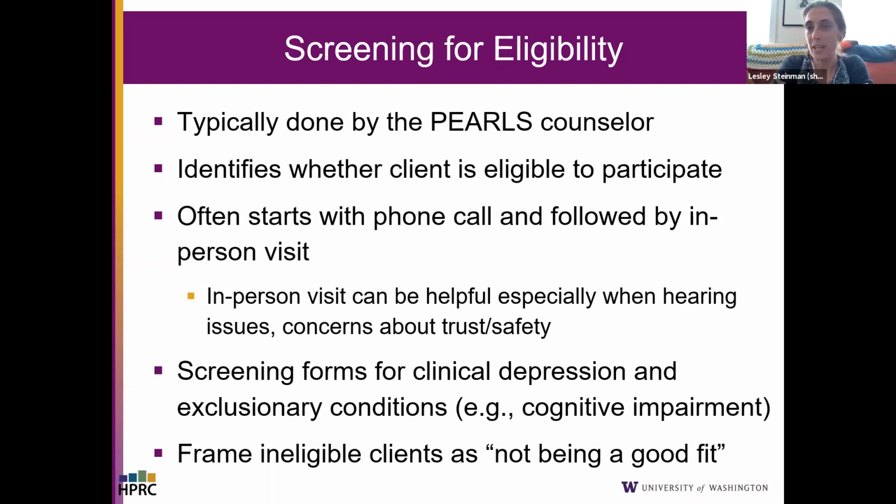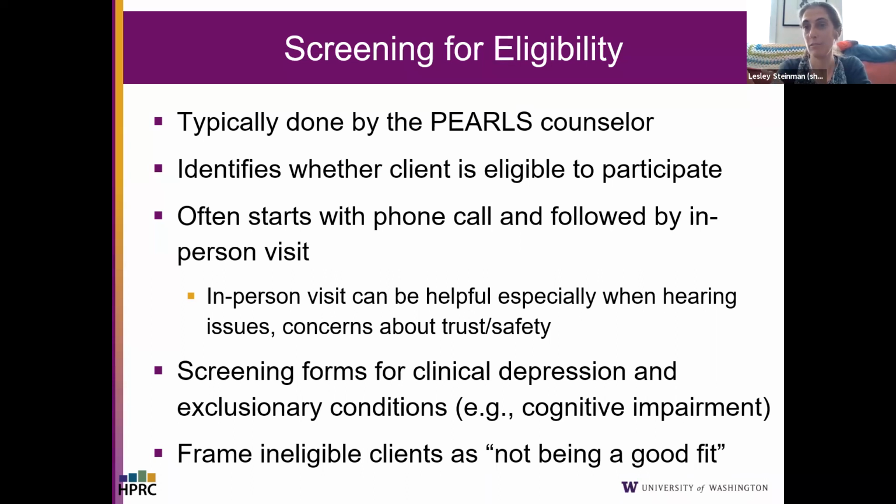During COVID times, it's all been done remotely, but many agencies kind of break it up and they do a phone call and then an in-person visit, which can be really helpful, especially if someone maybe has some hearing challenges, maybe some concerns about trust and safety. Though we were talking this morning on the TA call about how for some people, they don't want you in their home quite yet. So you might have to do the work over the phone initially just to build that trust and rapport.